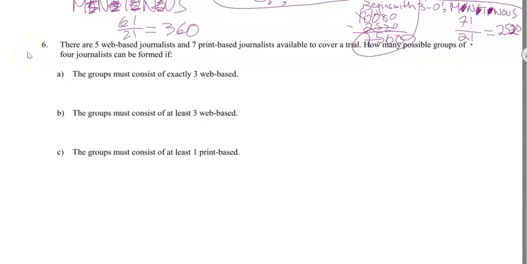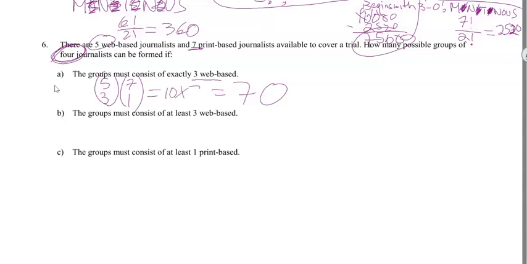Number 6. We've done something very similar to this, so give it a shot. Do A. Exactly 3 web-based: there are 5, choose 3. And we need 4 journalists, so that's 1 down here to make 4. We have 7 print journalists here. 5 choose 3 is 10, and 7 choose 1 is 7.